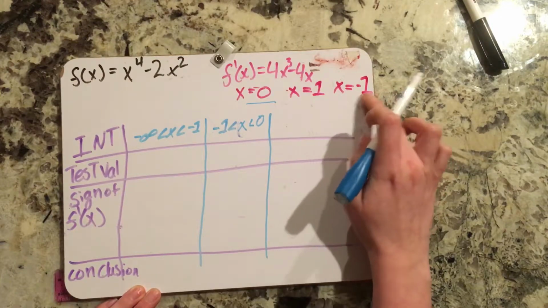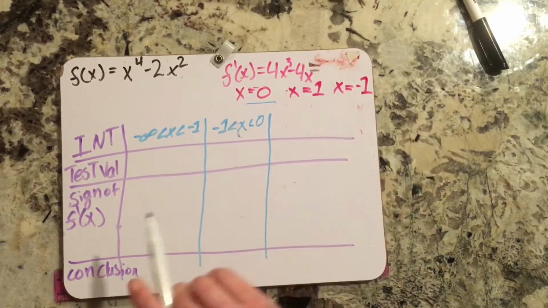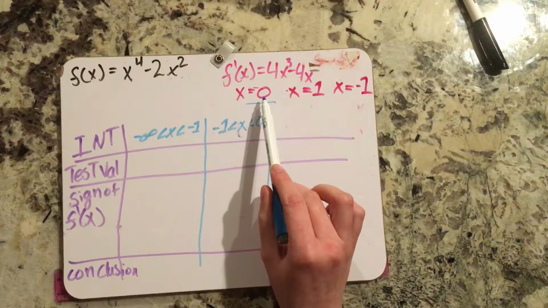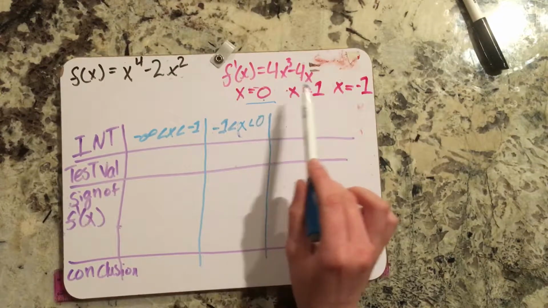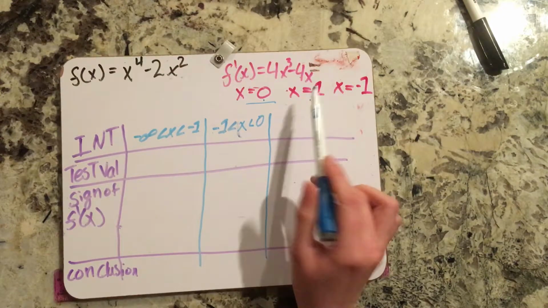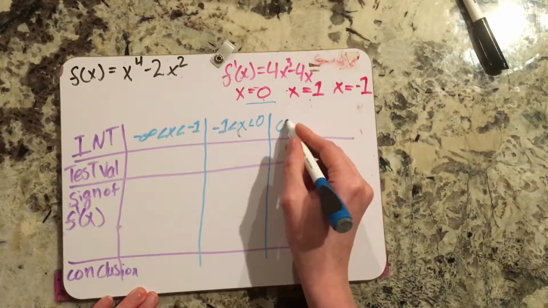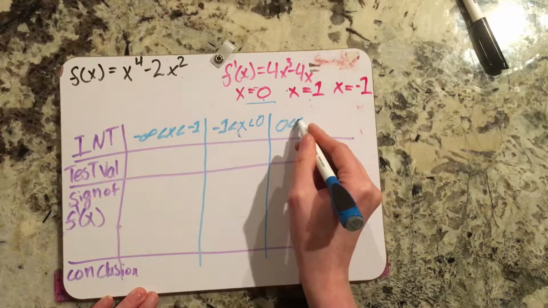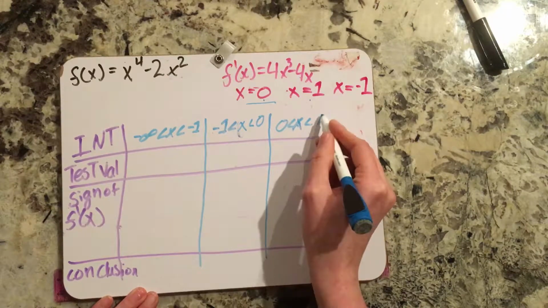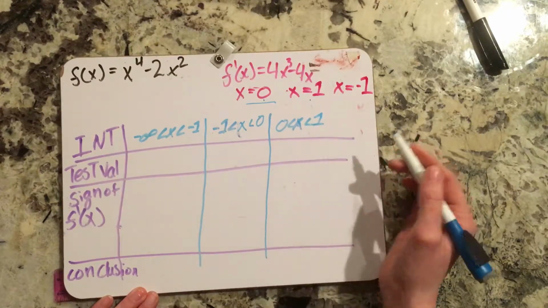Next, we're going to do the same thing, but using the next values. So we're going to look at the next smallest, which is our 0, and go up to our largest, which is 1. So 0 less than x less than 1. And really this does make sense.